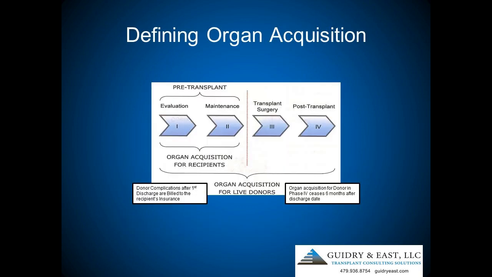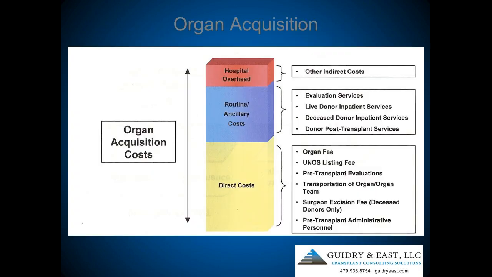So again, for the visual folks amongst you, like I am, one more time, pre-transplant evaluation for recipients is phases 1 and 2. That's what we consider organ acquisition. For live donors, it's all phases. However, donor complications after the first discharge are billed to the recipient's insurance, including Medicare. And organ acquisition for the donor is normally for up to 6 months after discharge. So the organ acquisition bucket here includes, as we said, direct costs, routine ancillary costs, and hospital overhead.